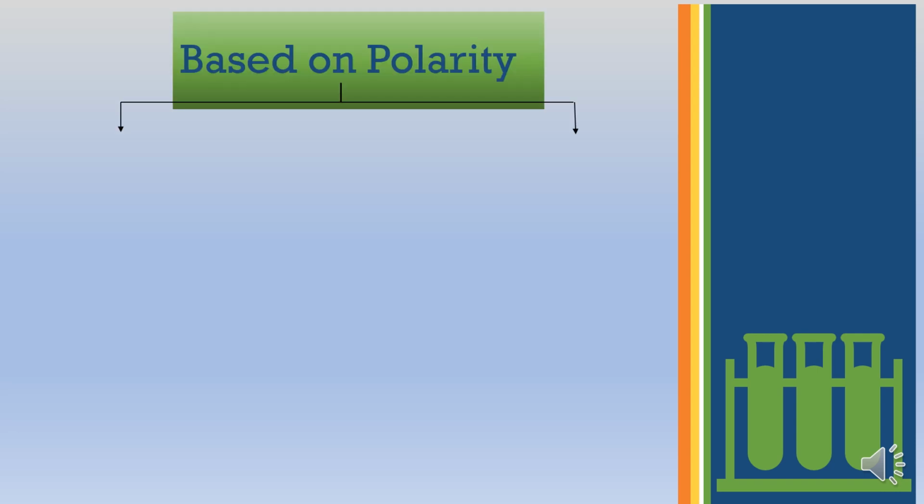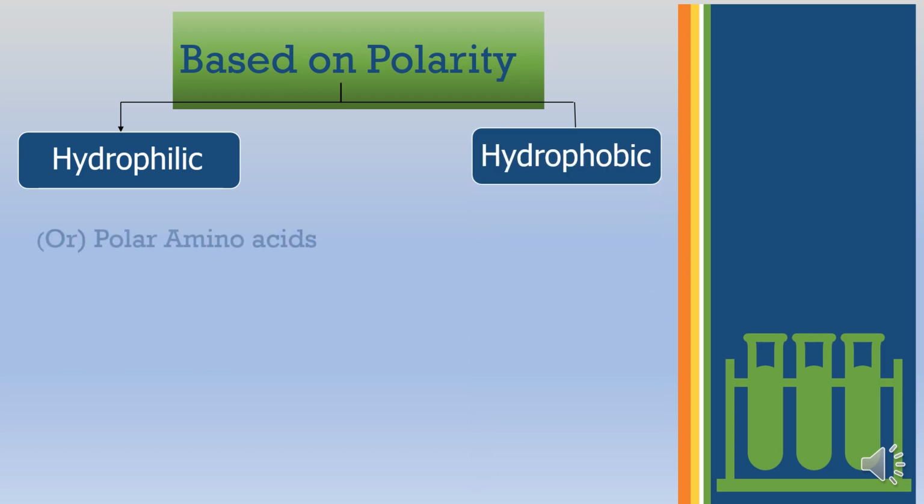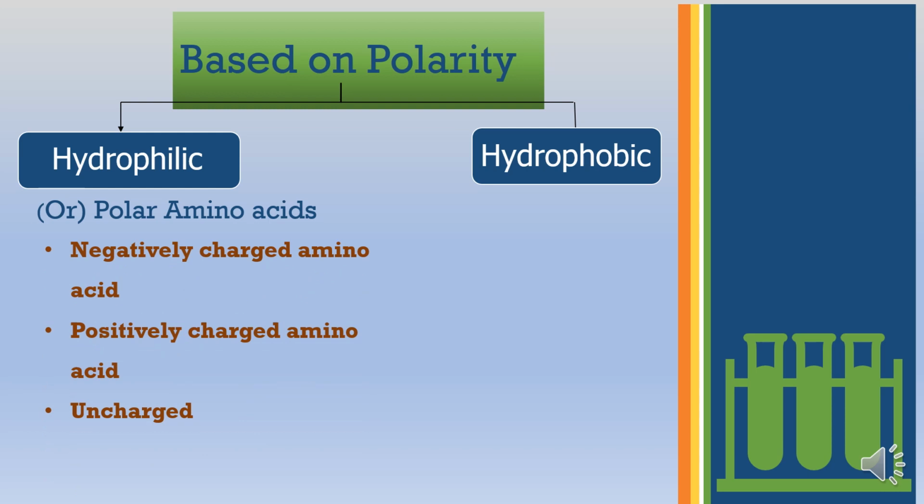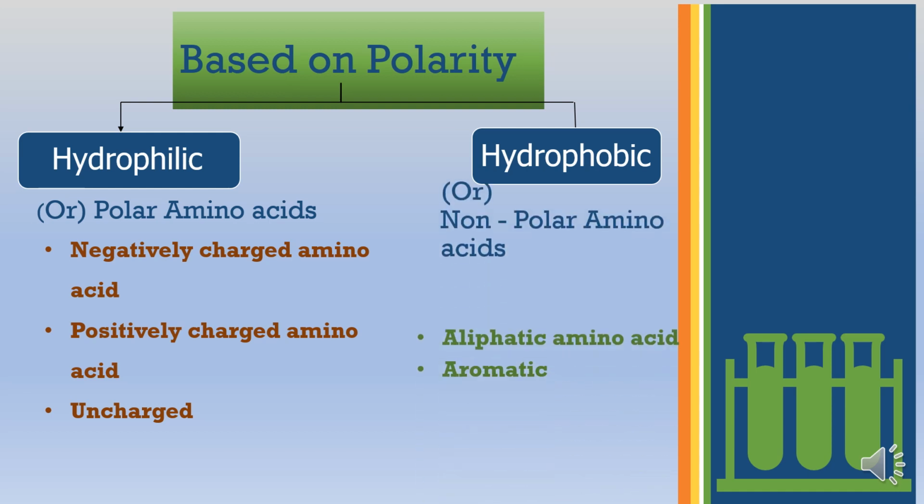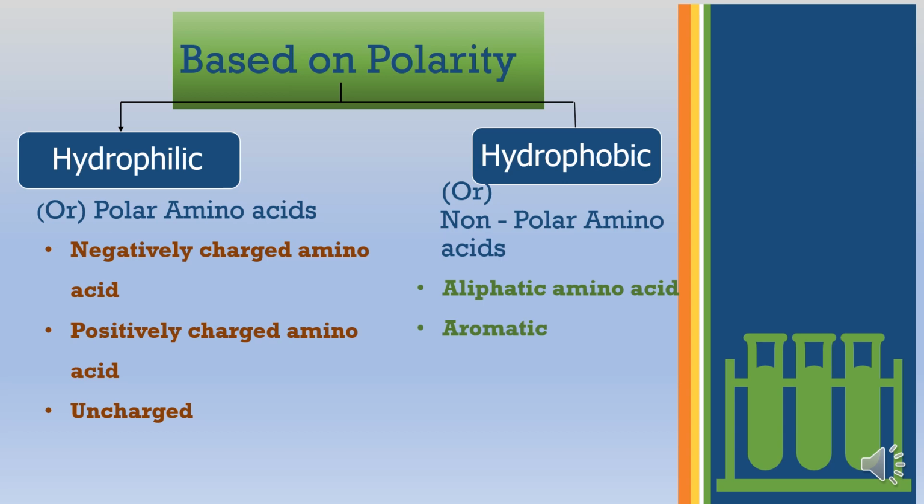Based on polarity, amino acids are classified into hydrophilic and hydrophobic. Hydrophilic is also called polar amino acid, and includes negatively charged amino acids, positively charged amino acids, and uncharged. Then hydrophobic are non-polar amino acids, aliphatic amino acids, and aromatic amino acids.